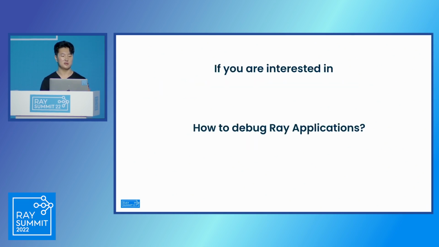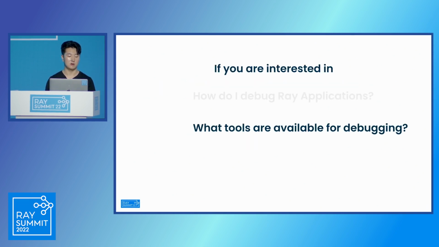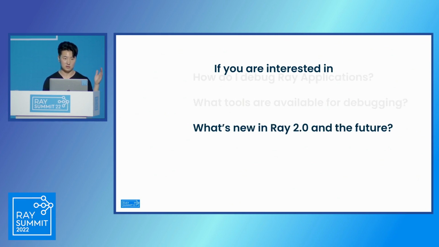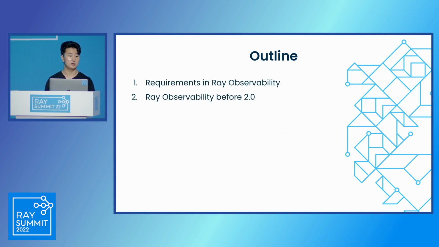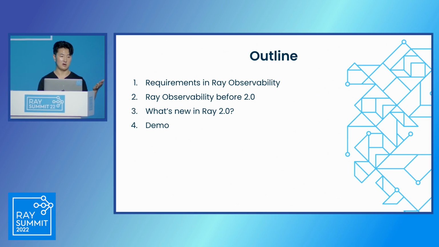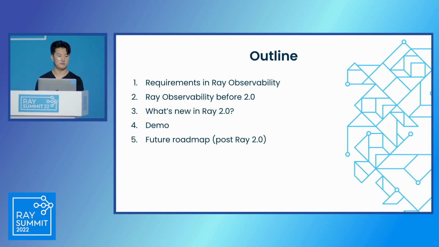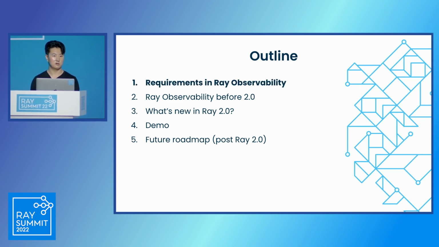Okay, so if you're interested in how to debug Ray application, what tools are actually available for debugging Ray, what's new in Ray 2.0, and what we are planning to do in the future, then this is the talk you're looking for. And here's the outline. So we're going to start from the requirements in Ray observability, and how it looked like before Ray 2.0, what worked well, what didn't, and the new feature in Ray 2.0. And we're going to have a quick demonstration of all the features. And we're going to finish the presentation with the future roadmap. So let's start from the first section, requirements in Ray observability.